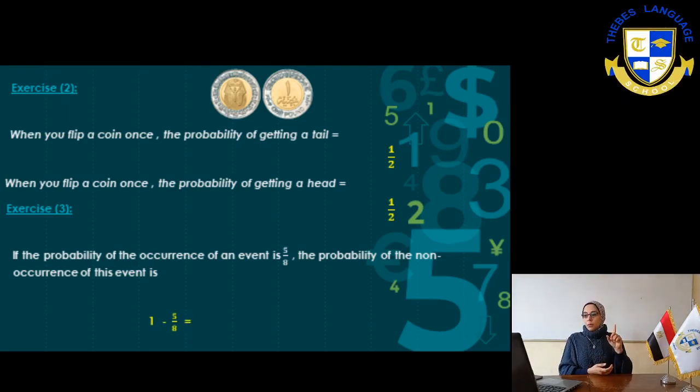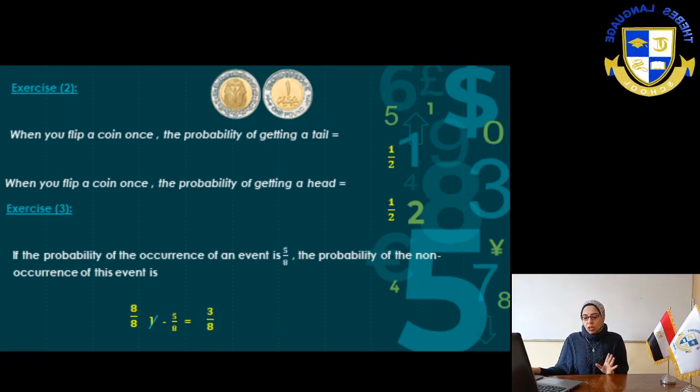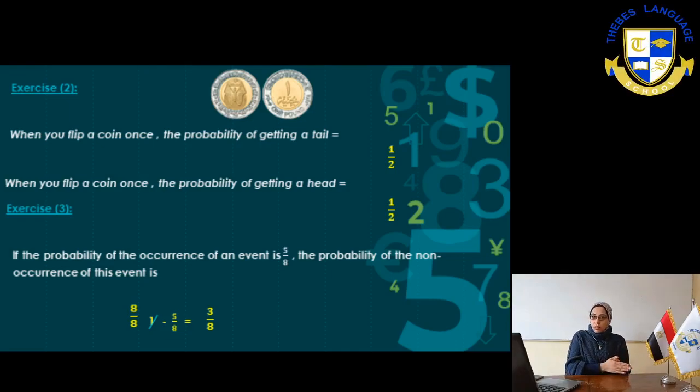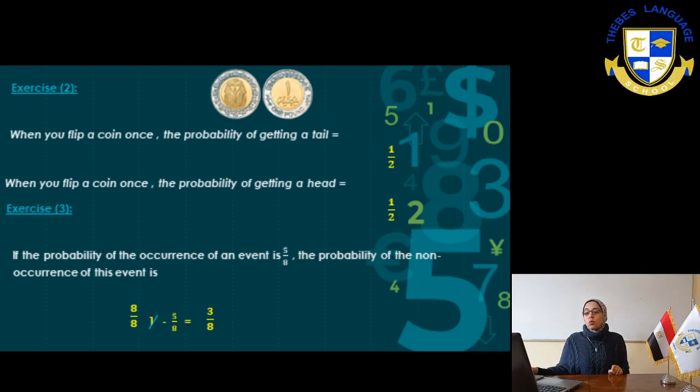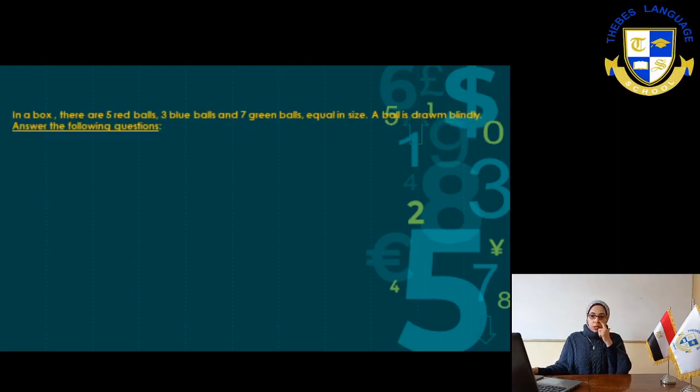So we will subtract 1 minus 5 over 8. How do we do this? 1 will be 8 over 8. Now we have the same denominator, just subtract. 8 minus 5 equals 3, and write 8 as it is. So if we have the probability of an occurrence event and we want the probability of non-occurrence, just subtract the fraction or the decimal from 1, because 1 is the sum of all possible probabilities. Next, we have another exercise, the last exercise in this session.